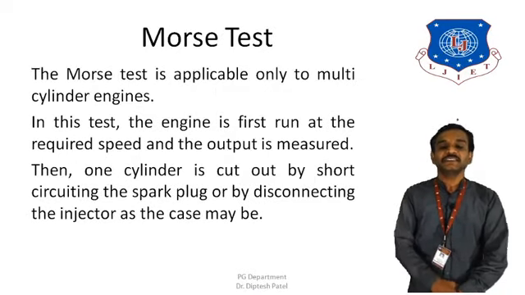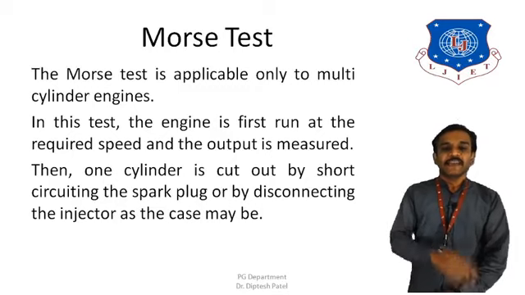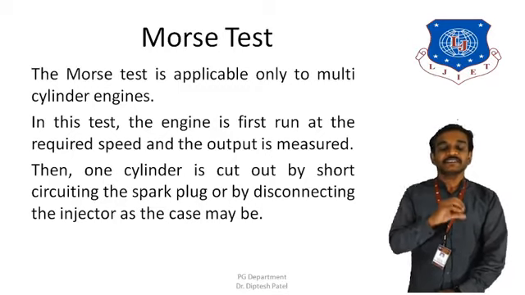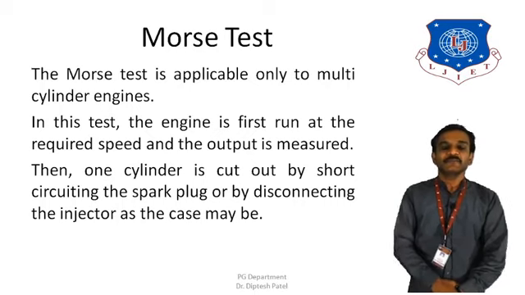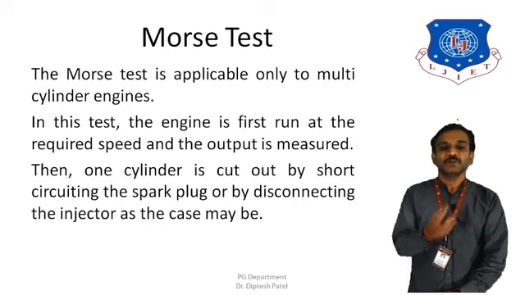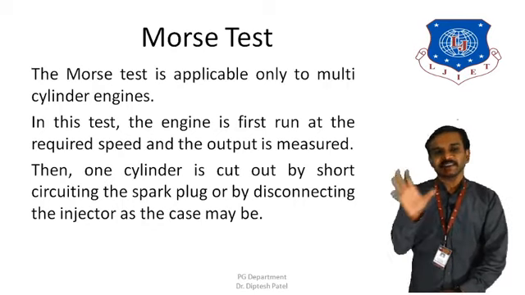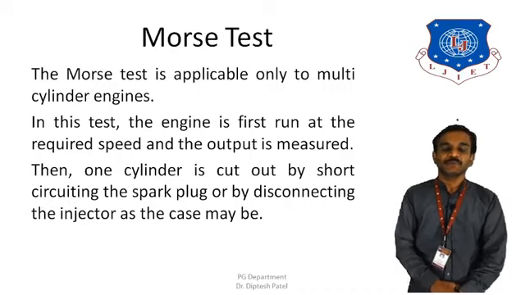Now once one cylinder is cut off, the engine is being tested again. Obviously we know that the power and speed would be lower, because let's say if it is a 4-cylinder engine, then only 3 cylinders will be working while one would be cut off.